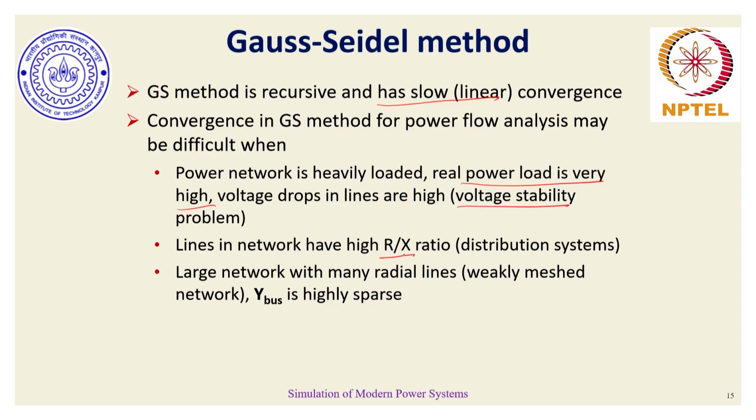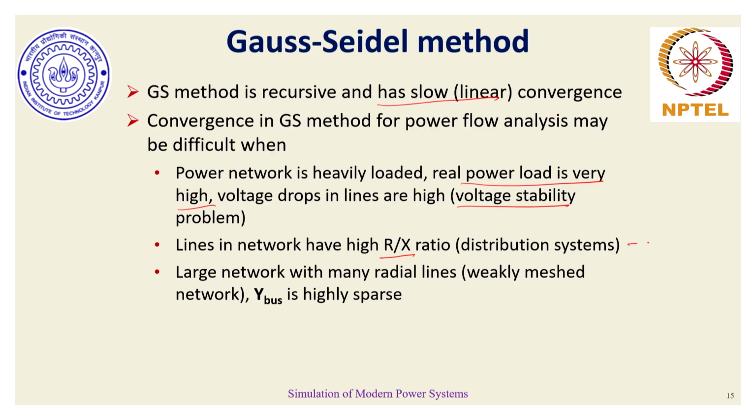With low voltages, the value of X, the inductive value, goes down, and hence for the same conductor used in transmission network or distribution network, the R remains the same, and that is the reason why low voltage networks have high R by X ratio. If they have high R by X ratio, the corresponding Y bus has dominant G, the real part, and lesser imaginary part, which creates a problem in convergence of Gauss-Seidel.